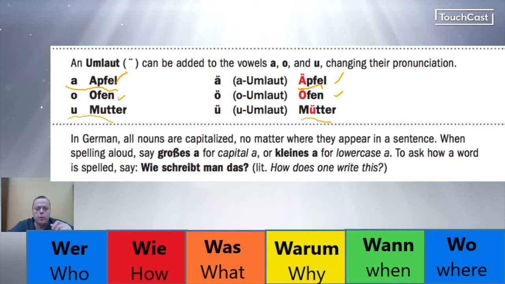Now, a couple of things too, just basic sentence stuff, is that in German, all nouns are capitalized. Now, this is no matter where they appear in the sentence. Now, this seems a little strange, but think of it this way. Now you know where the nouns are. That can help you determine what the sentence means. When spelling aloud, say großes A for capital A, or kleines A for lowercase a. So you use the two words, großes A und kleines A.